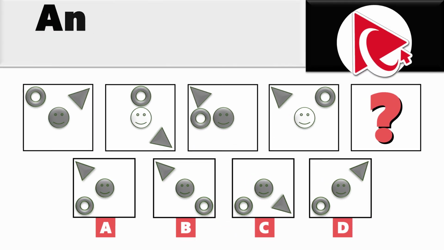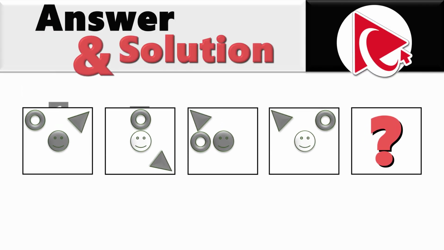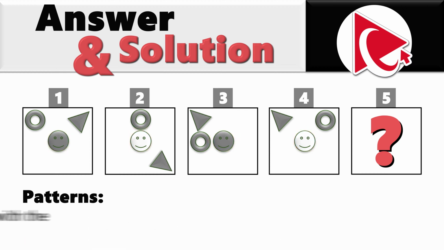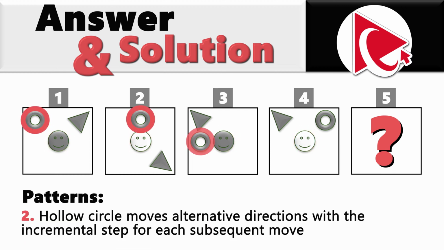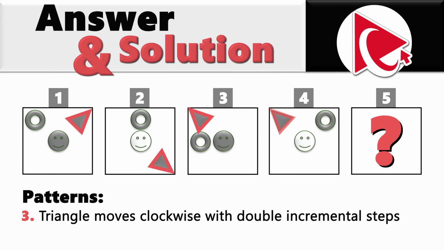As you might have guessed, to solve this challenge, you need to identify the pattern. In fact, there are three patterns present in this problem. Pattern number one is that smiley face in the middle of the square alternates the backgrounds. Pattern number two is that hollow circle moves alternative directions with the incremental step for each subsequent move. And pattern number three is that triangle moves clockwise with double incremental steps.